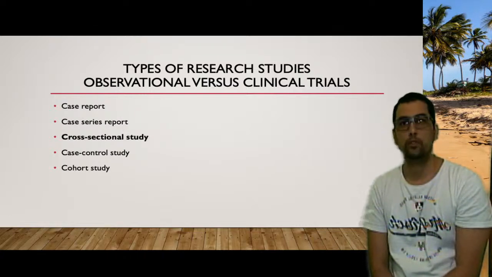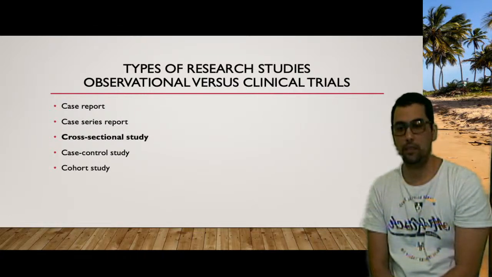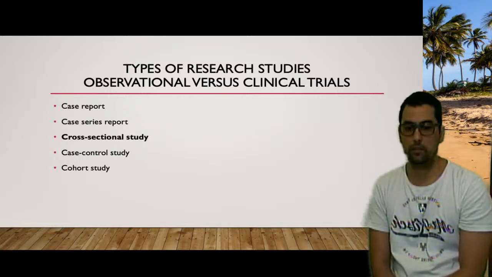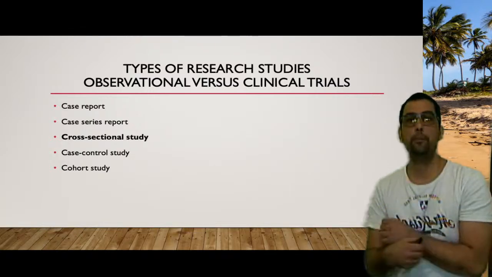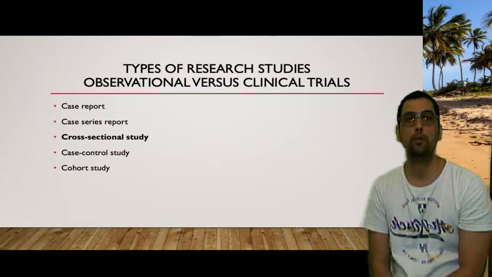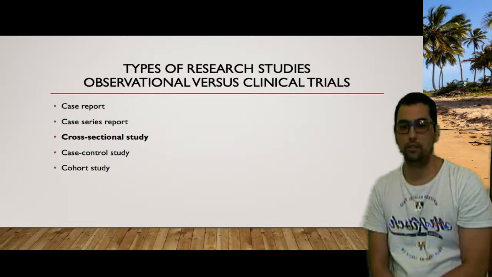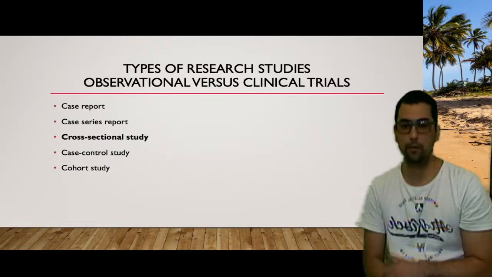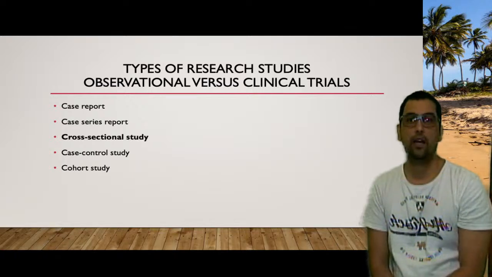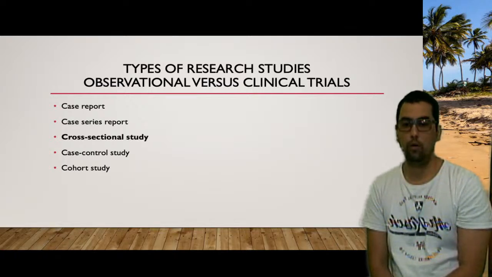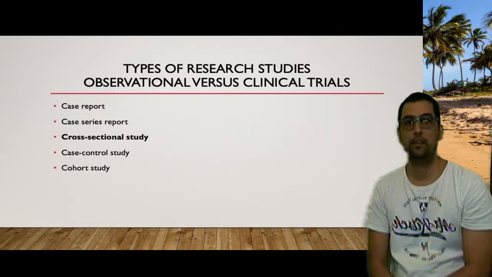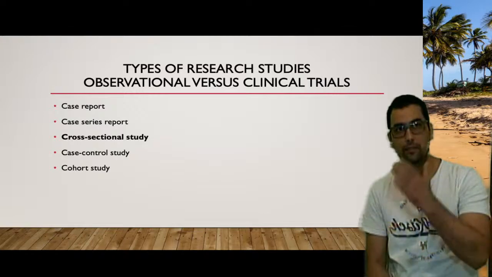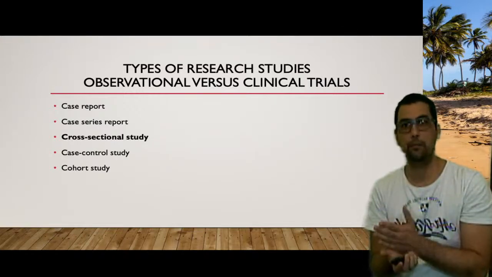A cross-sectional study determines the presence or absence of the disease and the other variables in each member of the study population, or in a representative sample, at a particular time. The co-occurrence of variables and the disease can be examined. It's just at one point in time.